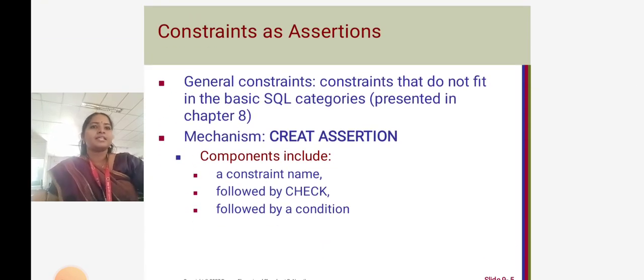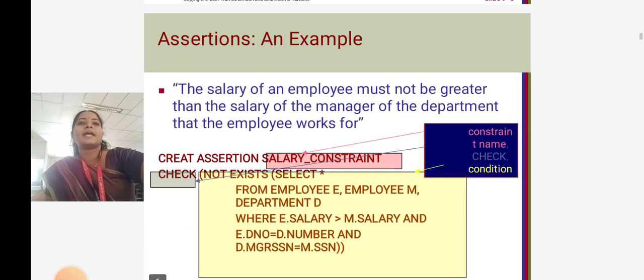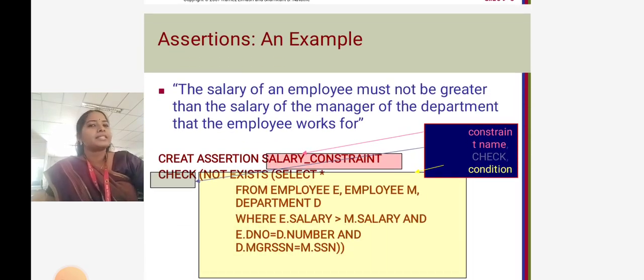General constraints that do not fit in the basic SQL categories. The mechanism is CREATE ASSERTION. Components include a constraint name followed by a check followed by a condition. An example of an assertion: the salary of an employee must not be greater than the salary of the manager of the department in which both people are working.